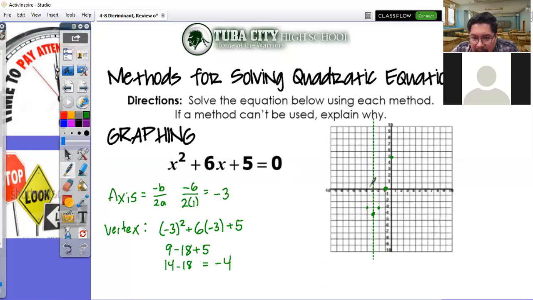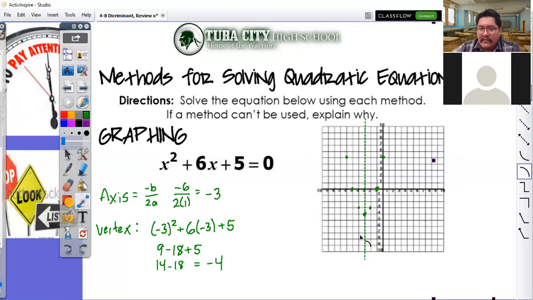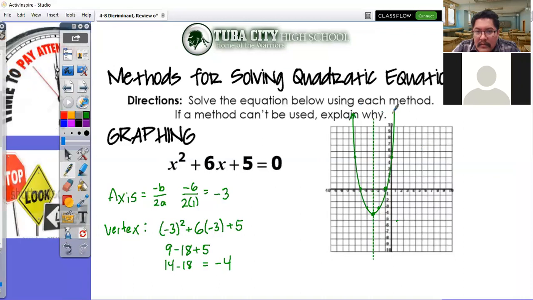So 2 spots here at this height, 3 spots here at this height. And that should be our parabola. And I'm going to use my graphing tool, or this line tool here, to try to get through as many of those as I can. And put little arrows so that we know that this goes on forever. And there we go, we got it.